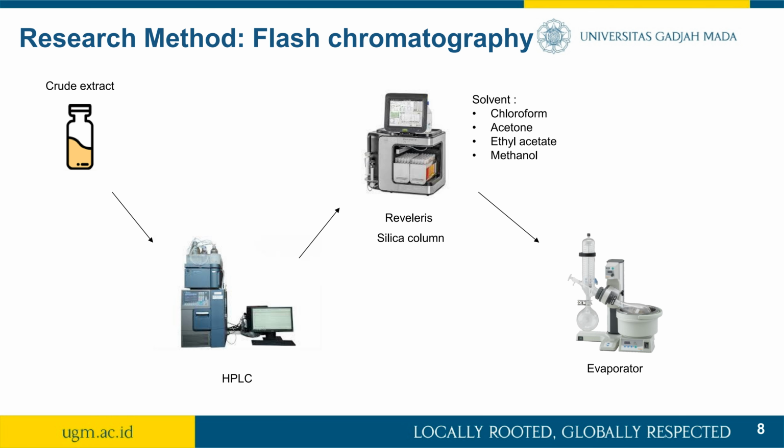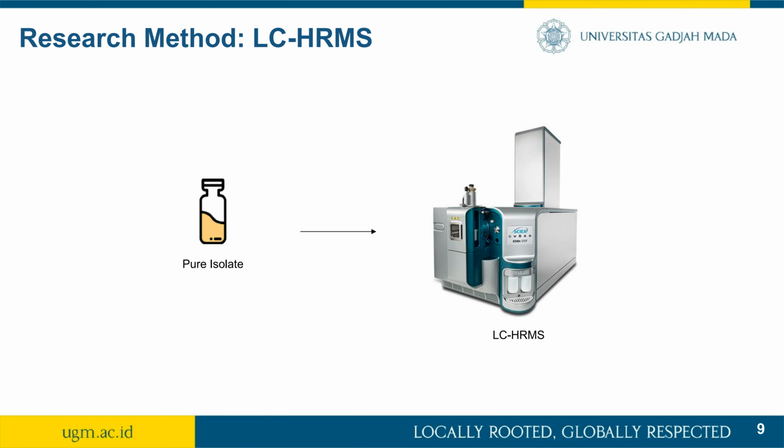Flash chromatography. The separation of crude extract was carried out using a preparative flash HPLC instrument with a Buchi Reveleris silica column, and solvents which are chloroform, acetone, ethyl acetate, and methanol. Prior to separation, the extract was profiled by analysis using HPLC to determine the UV absorption profile of compounds, which would later be used for compound detection in preparative HPLC. The extract was injected by impregnating it in silica gel.